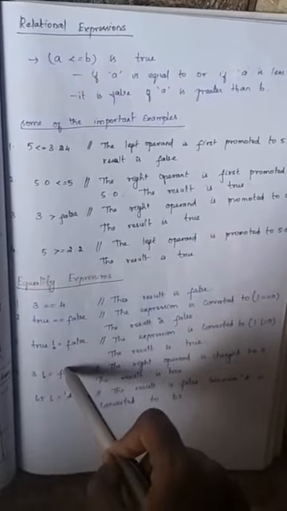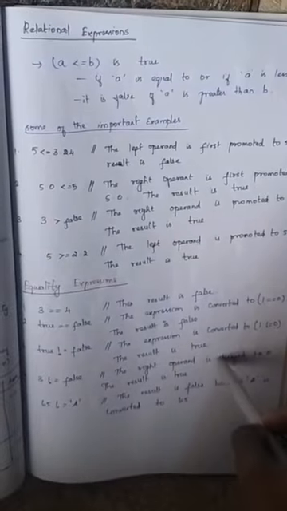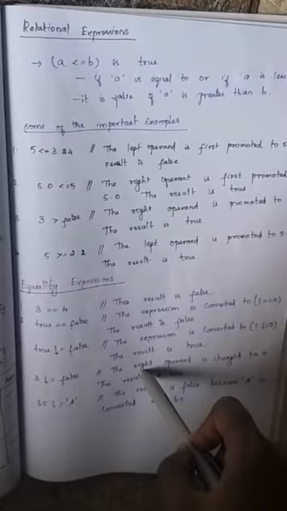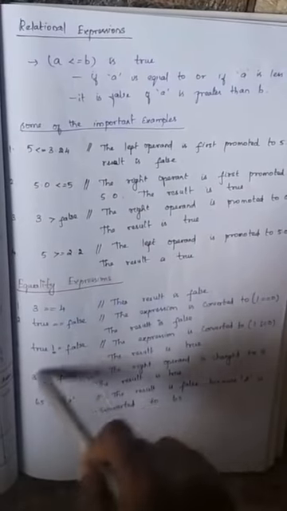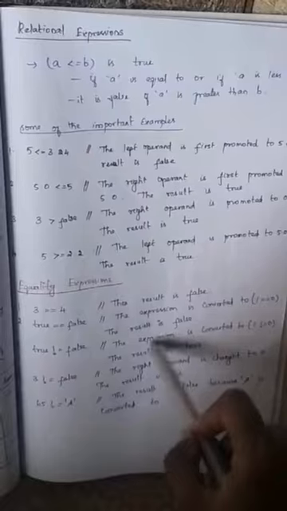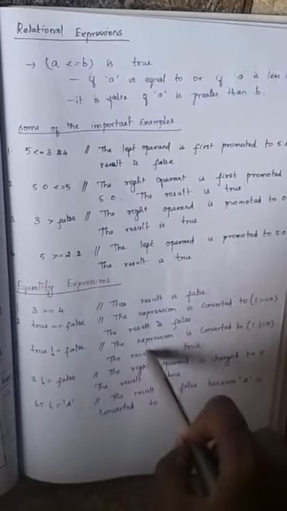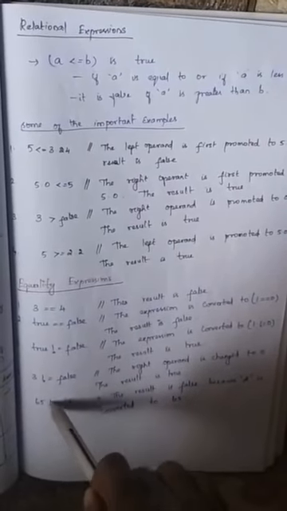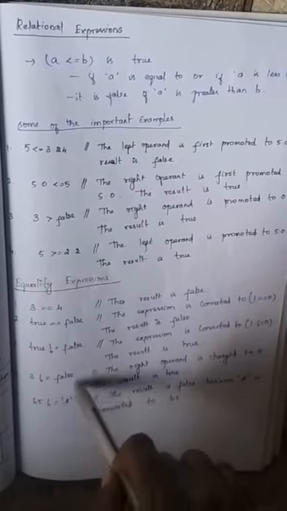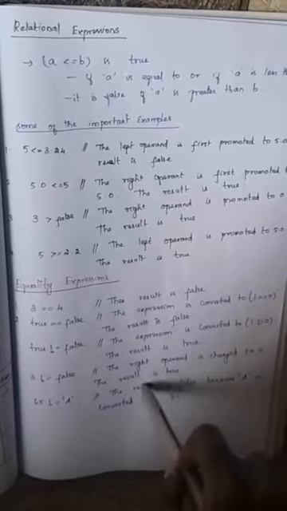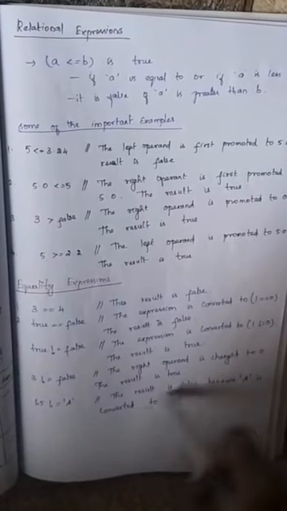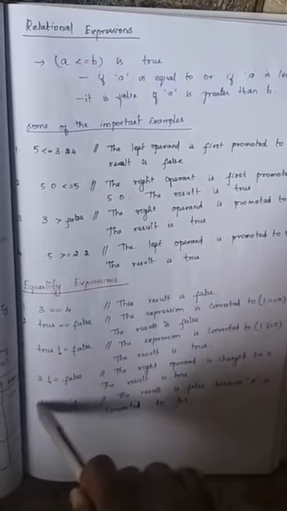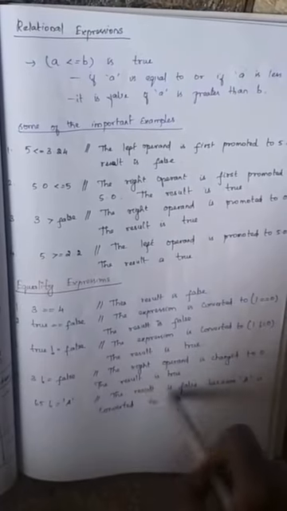3 not equal to false: the right operand is changed to 0, and the result is true. The false value is converted to 0, that is, 3 is not equal to 0. That's why this statement is true. Now 65 not equal to the character A: the result is false, because A is converted to 65. So obviously the statement is false.